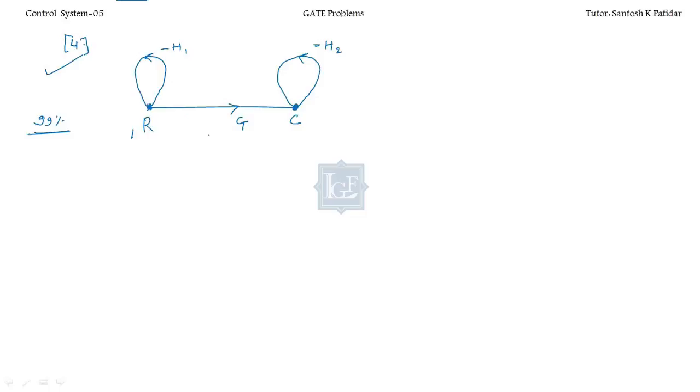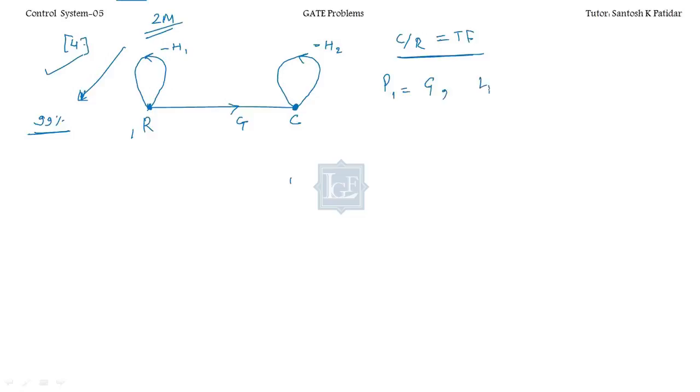The problem is given. We have to find C by R. It means I have to find the transfer function, output divided by input. This question will come for 2 marks, and there is a 99% chance that you will get this problem wrong. So what will you do? Let's see. C by R you have to find out. You will apply Mason's gain formula, and first find out the forward paths. So you have P1, you go to C from R, that is only G.